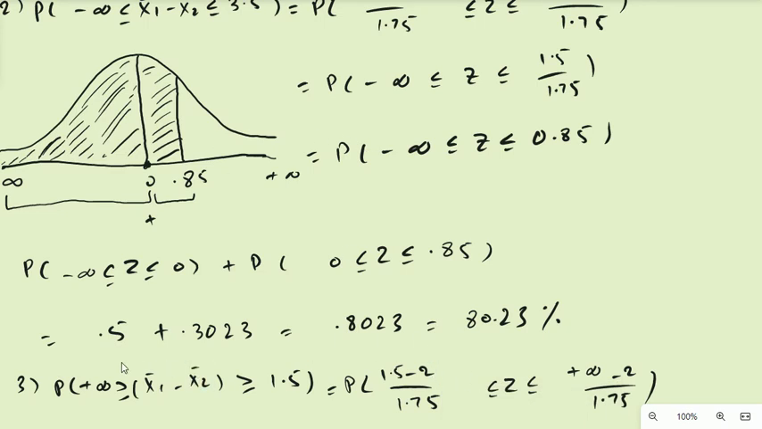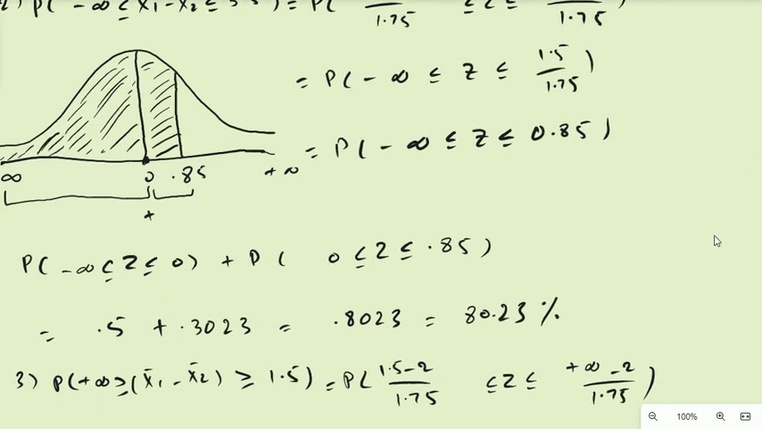All right. So, if we add these two values, we get 0.80, or if we multiply it by 100, we get 80.23%. So, it means that there is an 80% chance that the difference between the average sales for the two restaurants for 16 days will be less than 3.5 lakh. Turn to the third part.